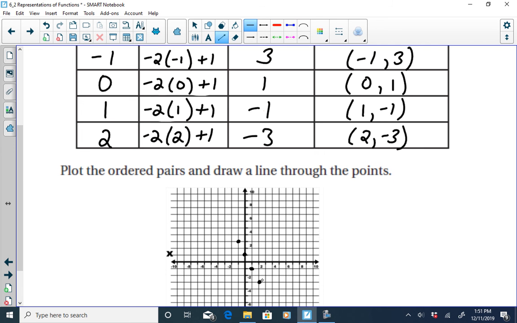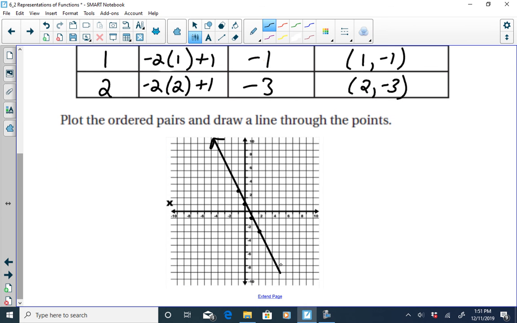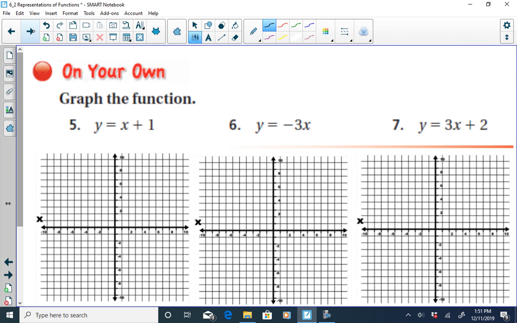We have a collection of points in a straight path. We want to show all of the solutions for the function. So we extend that as far as we can. Let's put arrows at the end of our line to show those solutions go on forever. All right, our next problem.